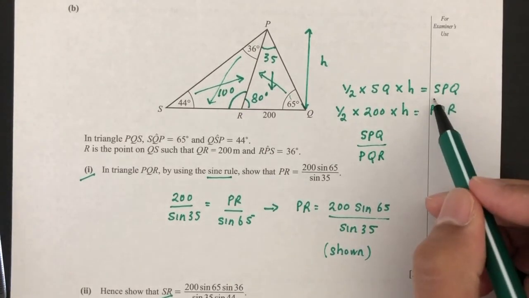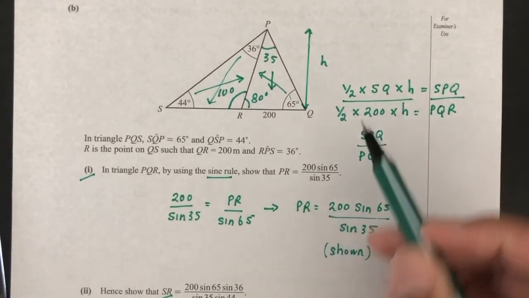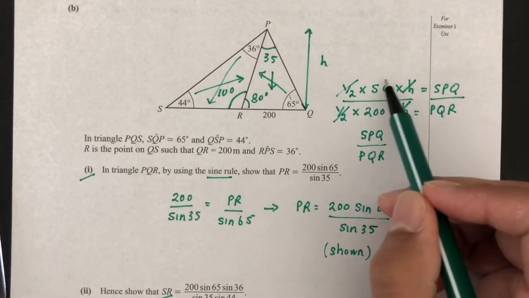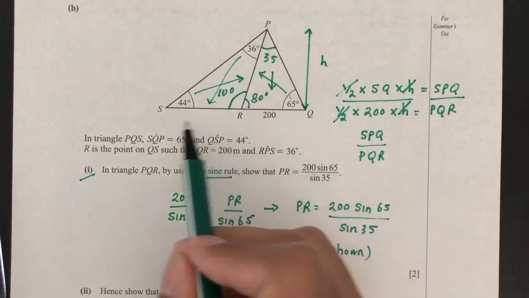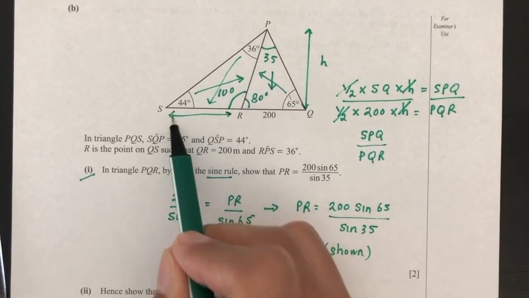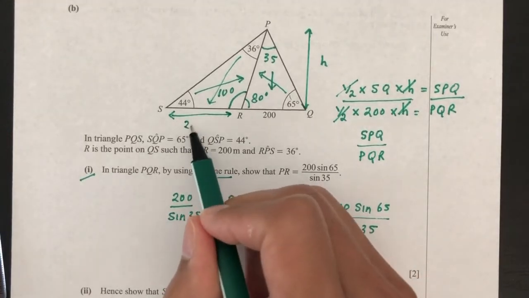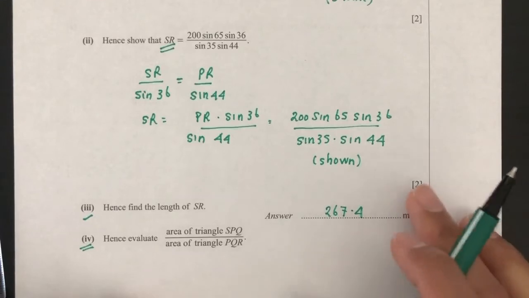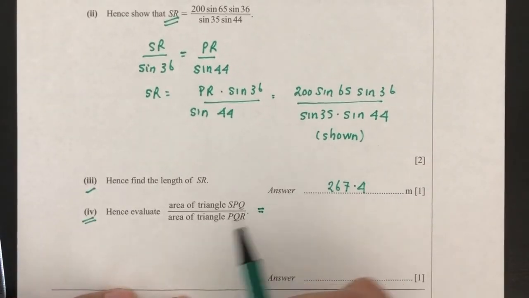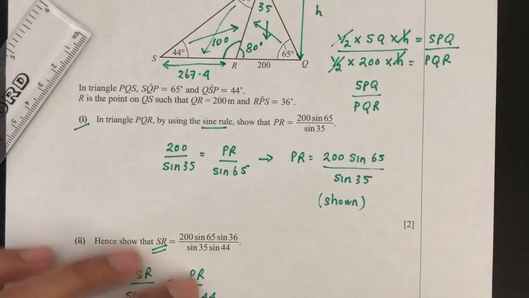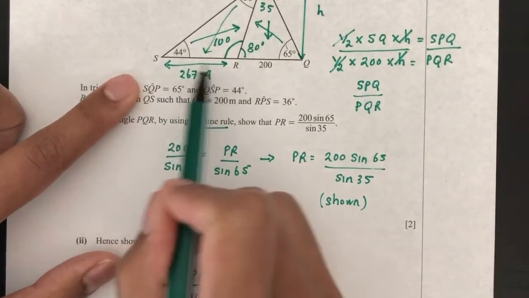So doing ratio here, these two are the same, cancel out. These two are the same, cancel out. So we have to compare SQ over 200. So what is the length of SQ? We know SR is equal to 267.4 from this part right here. So let's replace. So we have to compare SQ over 200. So SQ will be this plus 200.